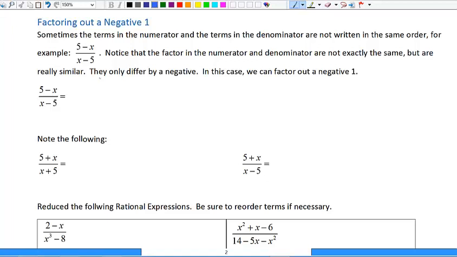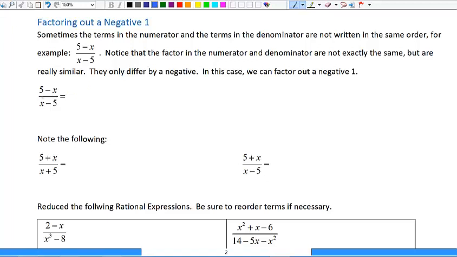Factoring out a negative 1. Sometimes the term in the numerator and the terms in the denominator are not written in the same order. For example, 5 minus x over x minus 5. Notice that the factor in the numerator and the denominator are not exactly the same, but are really similar. They only differ by a negative. In this case, we factor out a negative 1.